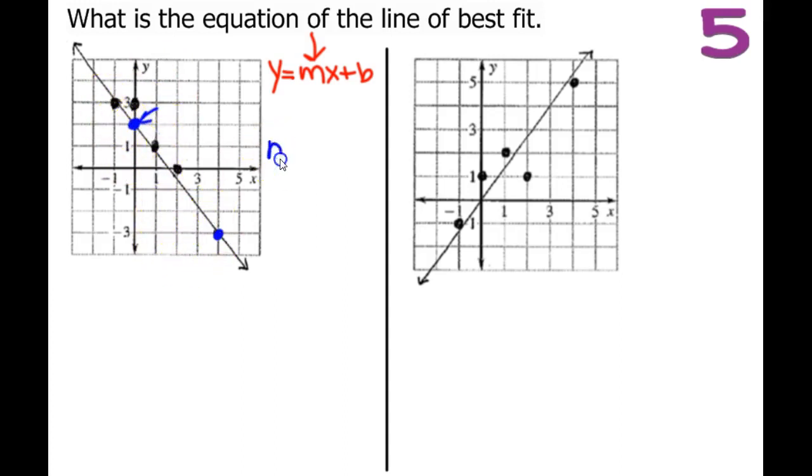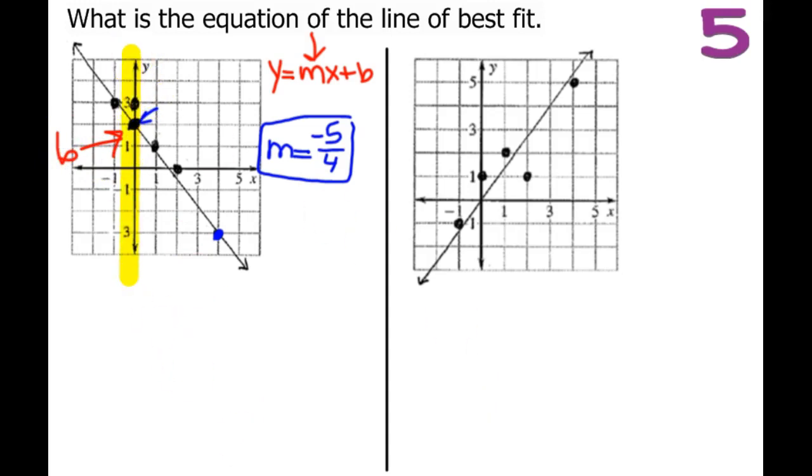So I'm going to find my slope first. I'm going to count rise over run. I'm really going down 1, 2, 3, 4, 5. So down 5. And over 1, 2, 3, 4. So my slope is -5/4. And then that's my m. Now I need to look for b. Because I used this point right here, I can use that because that is b. It's on the y-axis.